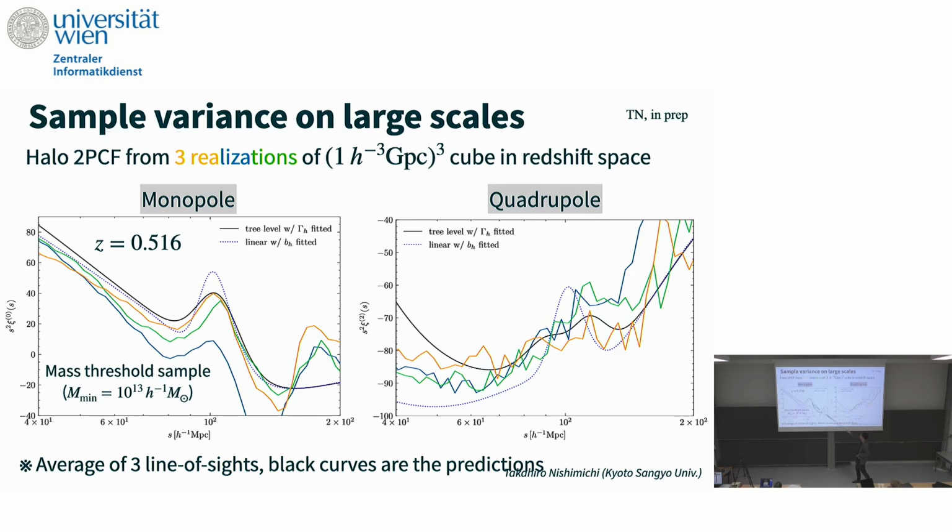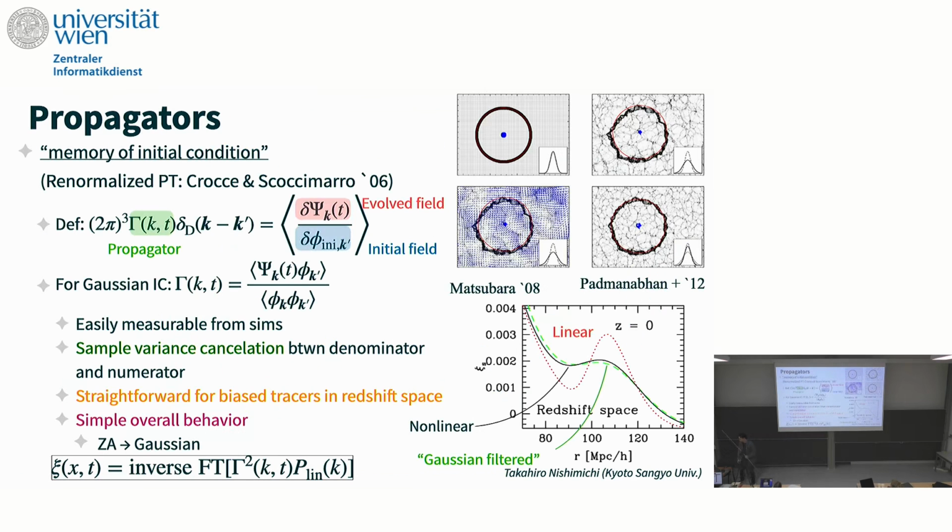The BAO feature is very scattered from realization to realization. So what we are proposing is to have this very smooth black curve based on some theory and stitch it to the direct simulation result, both for monopole and quadrupole. So what's the model? If you are familiar with perturbation theory, you notice that this is not Galilean invariant, but I don't care.